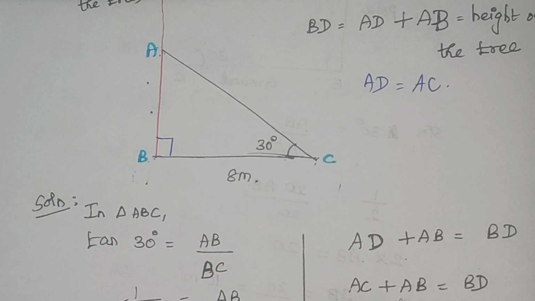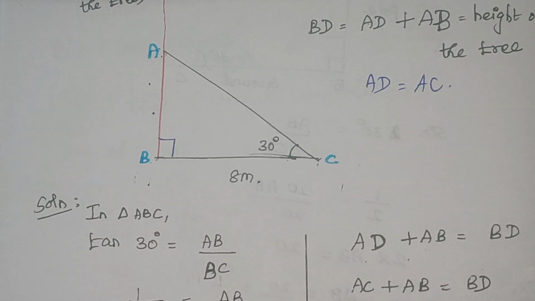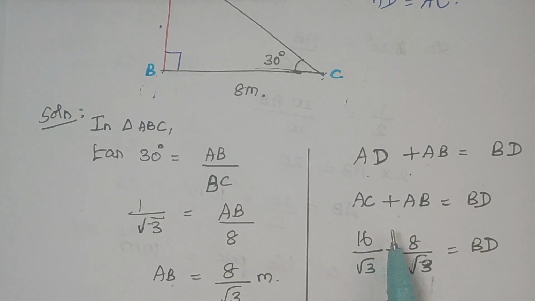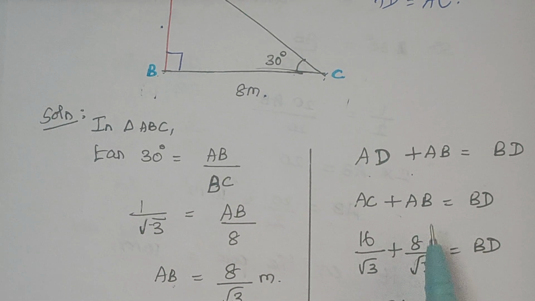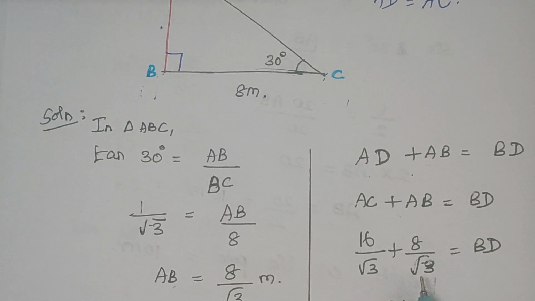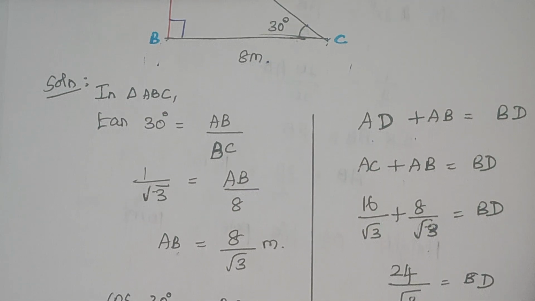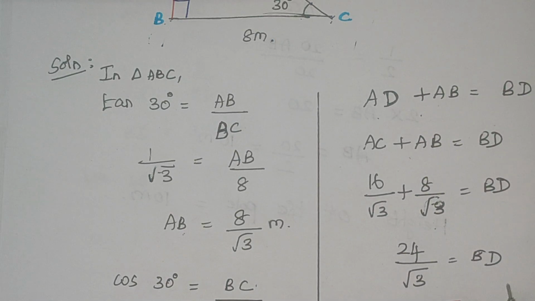So what is the value of, again AD is equal to AC, right? What is the value of AC? Just substitute it. So here AC is 16 by root 3 and AB is 8 by root 3. Since the denominators are same, we can add them directly. So 16 plus 8 is 24 by root 3, right?